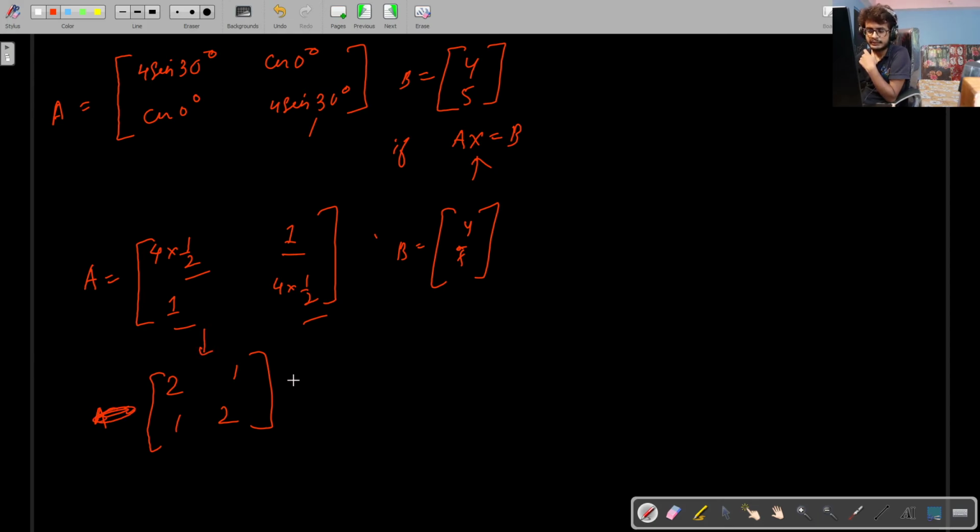And we are multiplying this with a matrix X. We don't know the matrix, so let us keep it as X only. Multiplied by X equal to B, that is 4, 5. Now we are supposed to multiply matrix A with X, right, to get a matrix B. So what is the order of matrix A?